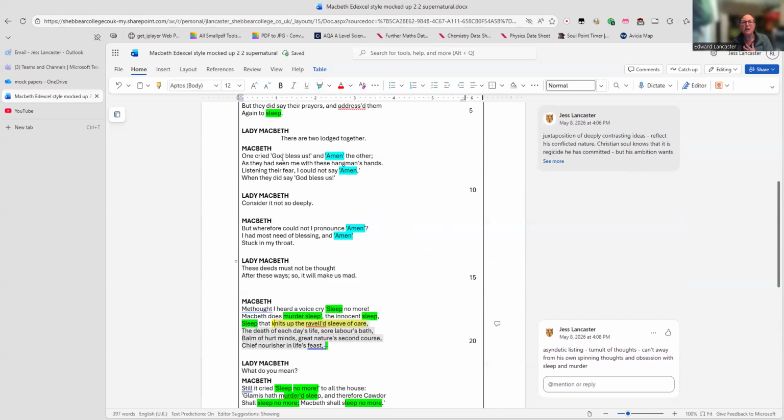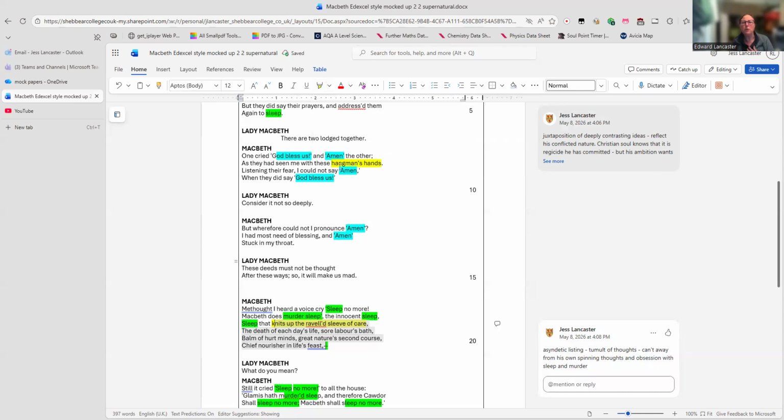He's killed the king. One cried, God bless us, and amen the other, as they'd seen me with his hangman's hands. Listening their fear, I could not say amen when they did say, God bless us. So he bookends his speech with God bless us, and he sandwiches amen in the middle of that speech. And he cannot get that blessing, and he knows that he is now Satan, and he is going to be damned.